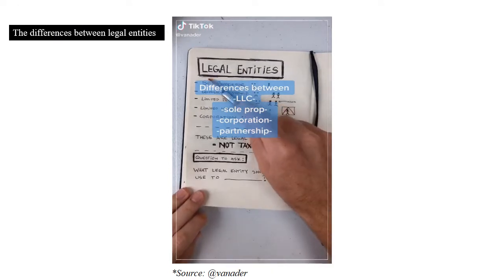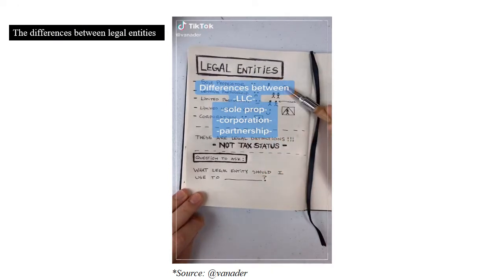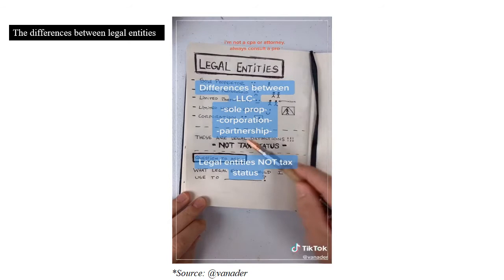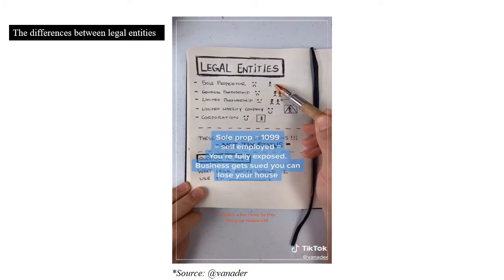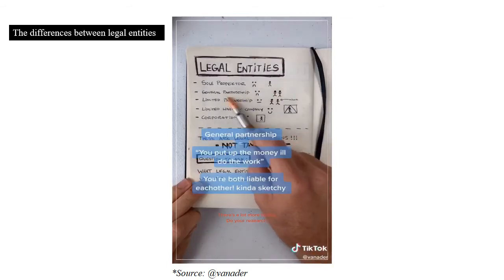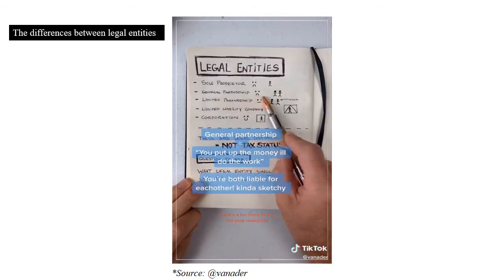Let's talk about the differences between legal entities like sole proprietors and LLCs. Remember, these are entities, not tax statuses. There's no such thing as LLC in the tax code. You're a sole proprietor anytime you go in business by yourself. You're fully exposed. If someone sues your business, they get access to your assets, and vice versa. Anytime you share net profits with someone else, you form a general partnership.